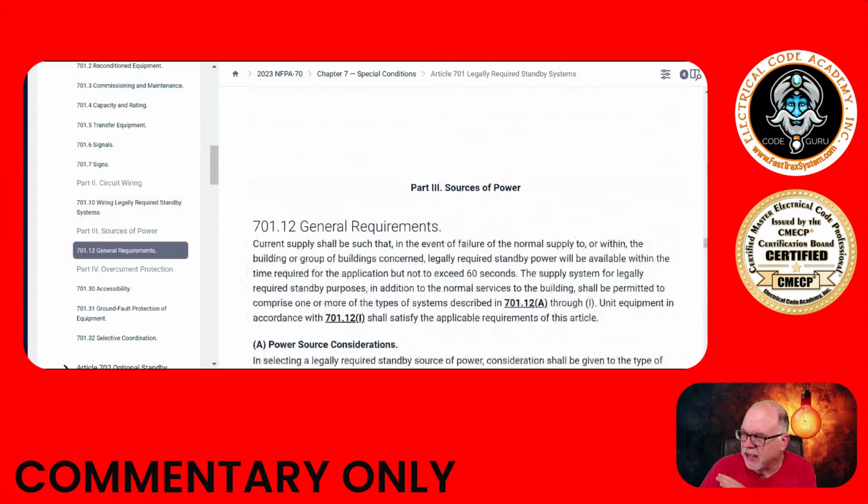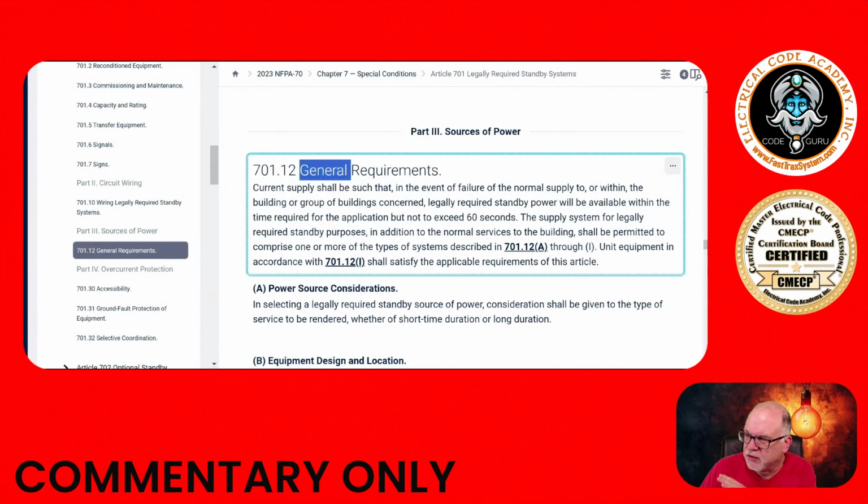And we're going down. Okay, sources of power, general requirements, okay? Now, when we say sources of power, this is what happens when we lose one source of power and then the other source of power has to kick in. That's kind of what our question's about. So if you look down here, all of a sudden I see 60 seconds. That was one of our answers.